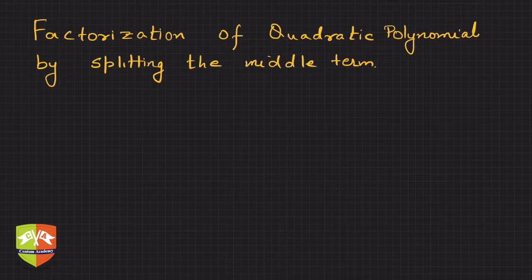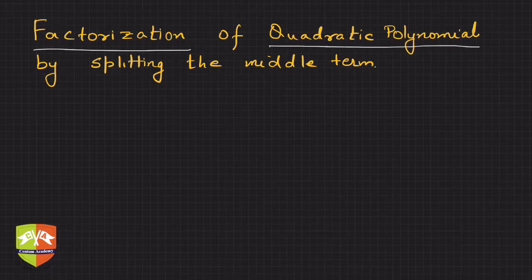So let us first try to understand the concept, and then we'll take series of examples which you must go through to understand how this particular technique works. So first of all, let's try to understand what the topic says: factorization. We know what factorization means. We have to convert a given polynomial into its factors, a product of its factors. We have to express it like, and now you have a quadratic polynomial.